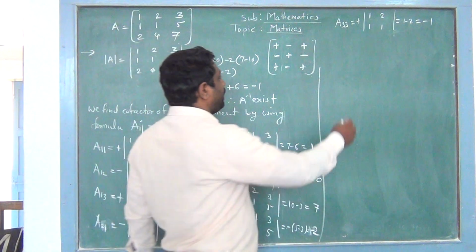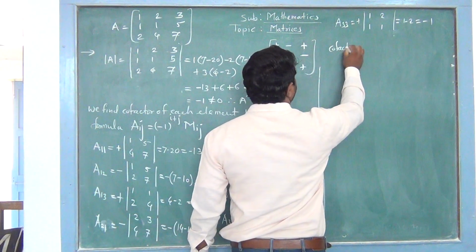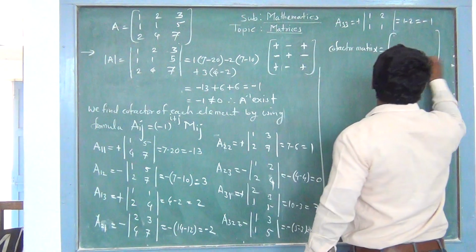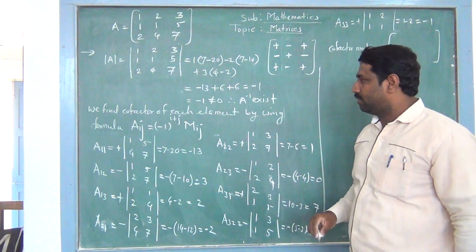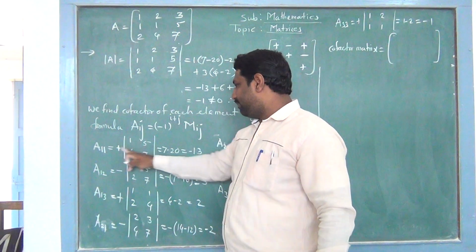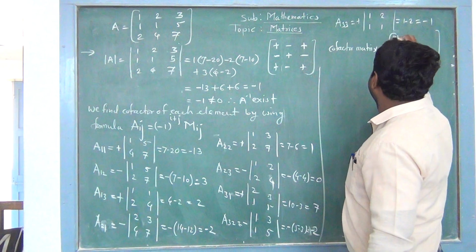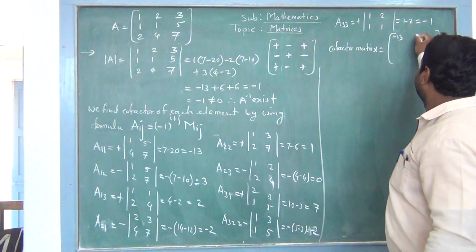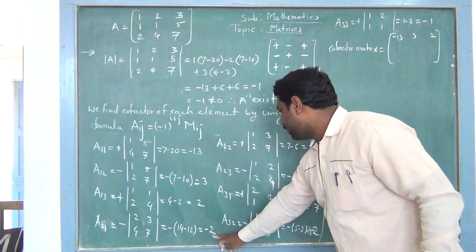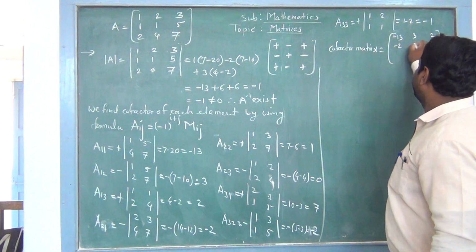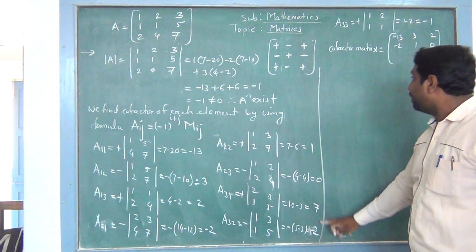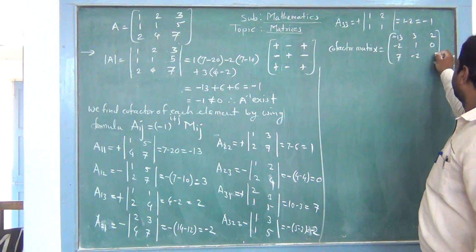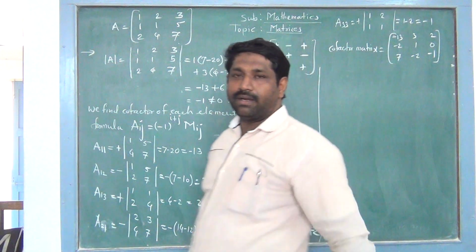Now we write the cofactor matrix by replacing each element by its cofactor. A11 is -13. Next, A12 is 3, 2. Next, A21 is -2, 1, 0. Next, 7, -2, -1. So this is the cofactor matrix.